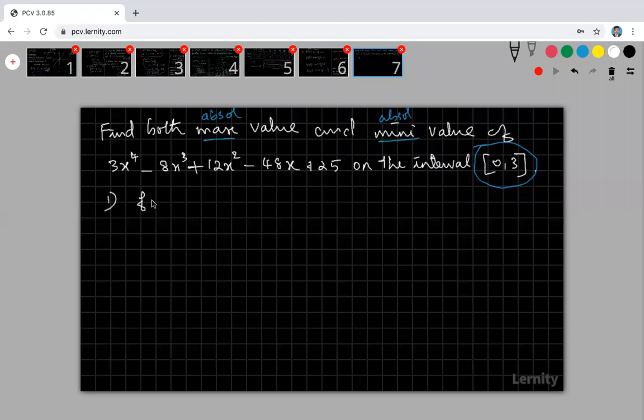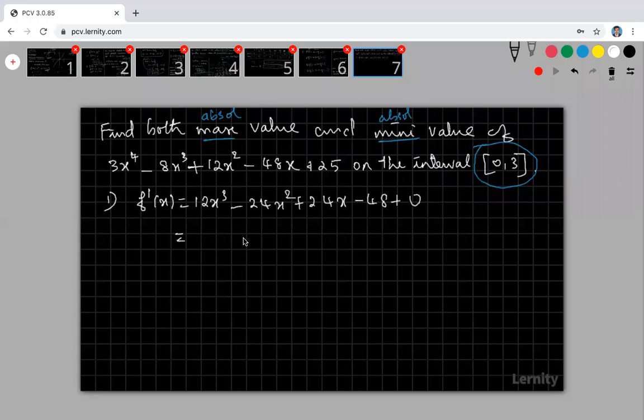The first step is to find f dash of x, that means differentiate. 3 4s are 12x cube, minus 3 8s are 24x square, plus 2 into 12 is 24x, minus 48, since the derivative of x is 1, plus 0. So f dash of x is 12x cube minus 24x square plus 24x minus 48. Now factorize this.